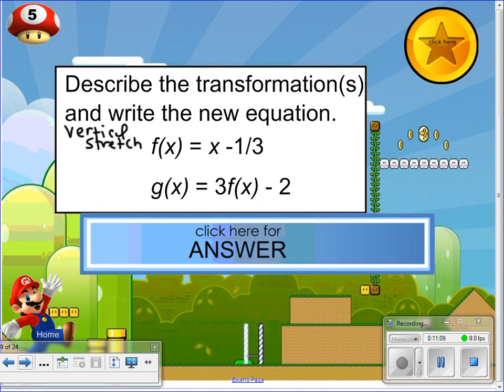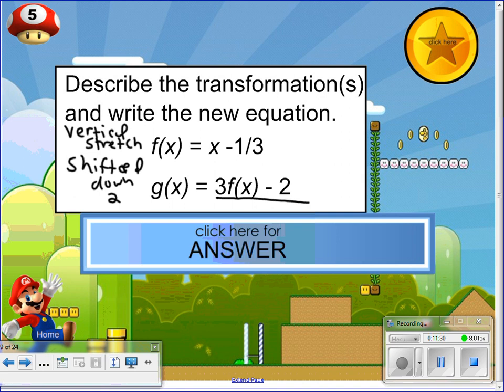Okay, and we also see that it's being shifted down by 2. Down 2 units. So again, we want to follow order of operations. Now, in order of operations, remember PEMDAS says to do parentheses first. We don't have anything in parentheses here.